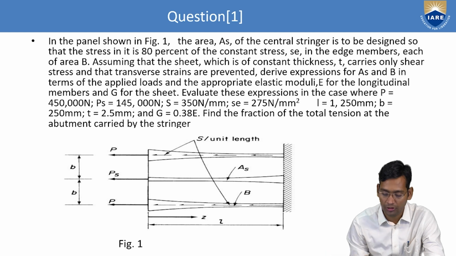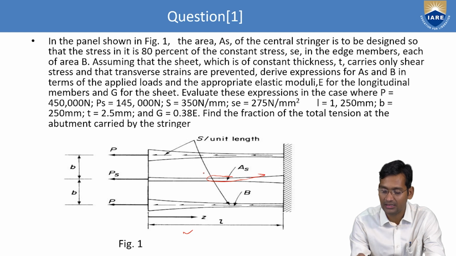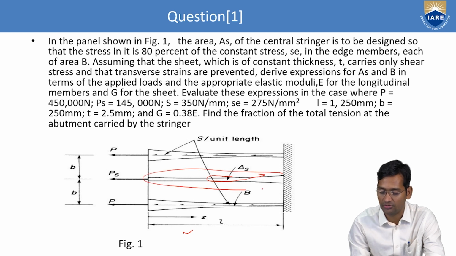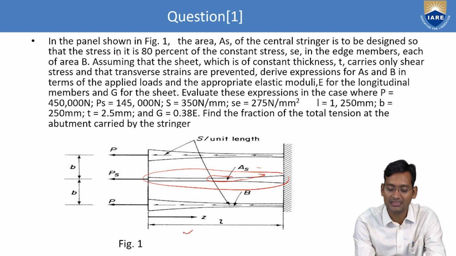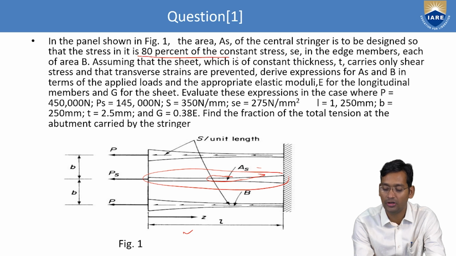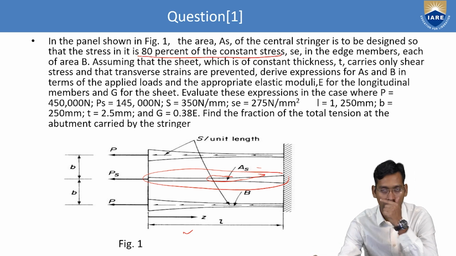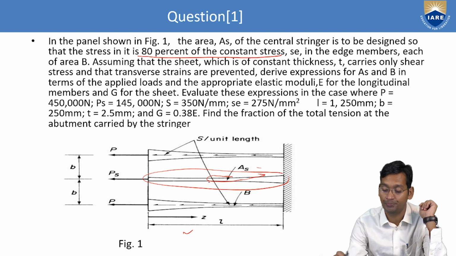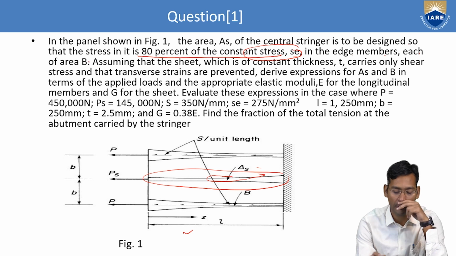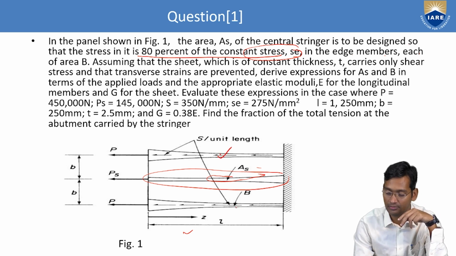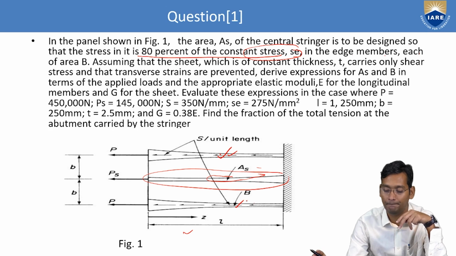In the panel shown in figure 1, the area AS, this is the given area here. This one is AS of the central stringer, right? The central stringer area AS is to be designed so that the stress in it is 80% of the constant stress SE. So whatever the stress is applied, 80% of SE will be applied over here in the edge members, each of area B. These two are edge members having area B.